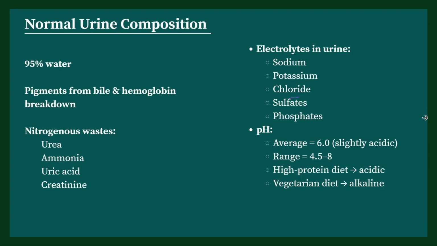Now, a normal composition of urine is 95% water. There are pigments from the bile and the hemoglobin that have broken down, so that's why it's yellow. Nitrogenous waste gets eliminated out. That's urea, ammonia, uric acid, and creatinine. These are all from the cellular processes. And then electrolytes that end up coming out in our urine are sodium, potassium, chloride, sulfates, and phosphates.